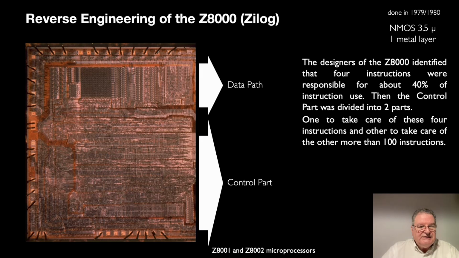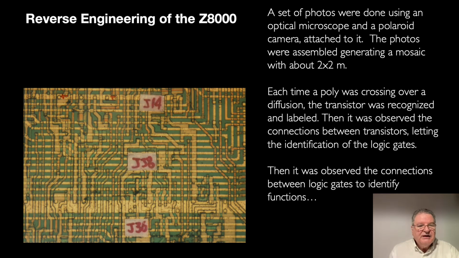As you can see in this microprocessor, at the top we can see the data path, and about 75% of the area was dedicated to the control part, that was done using random logic. All this control part was designed by hand. Then I made a set of photos using a Polaroid machine attached to an optical microscope. I made a large set of photos, and then I put them all together, generating a mosaic of about 2 by 2 meters.